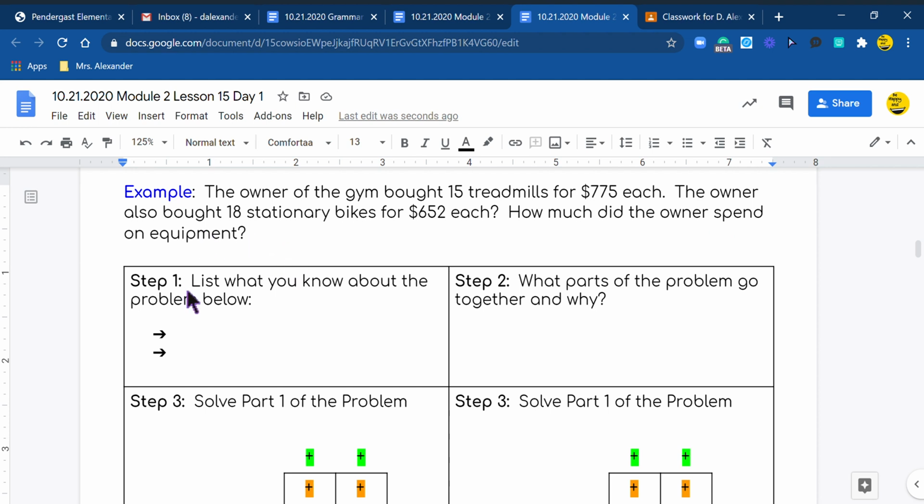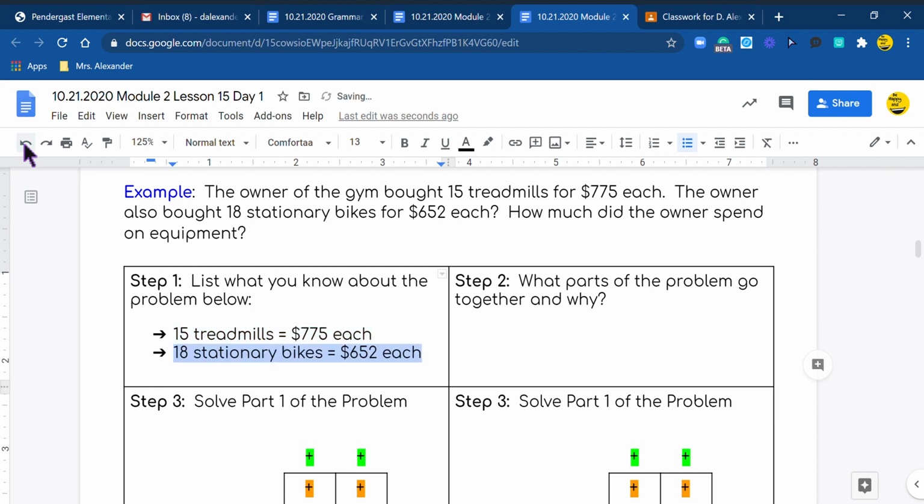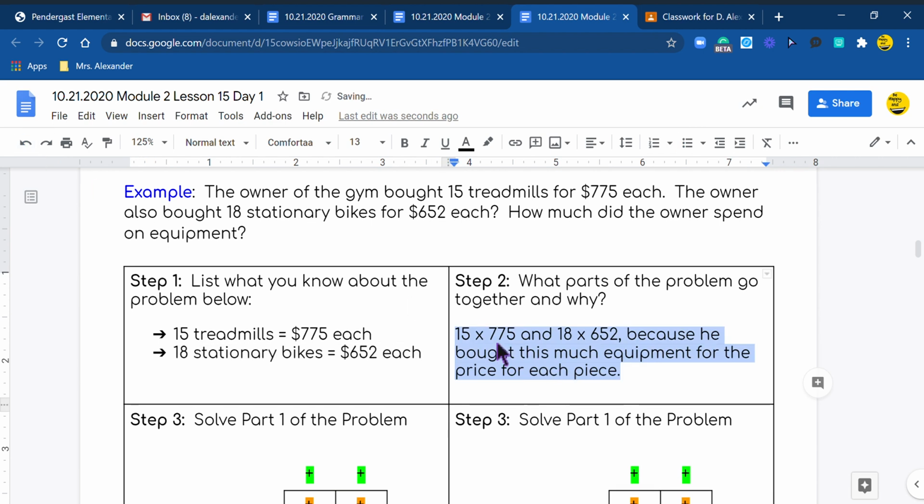So first, step one, list what you know about the problem below. So this is what we know. We know he got 15 treadmills for $775 each. He also got 18 stationary bikes for $652 each. Now, what parts of the problem go together and why? This is what I figured out. 15 times 775 and 18 times 652, because he bought this much equipment for the price for each piece. So 15 at 775 and 18 at 652.